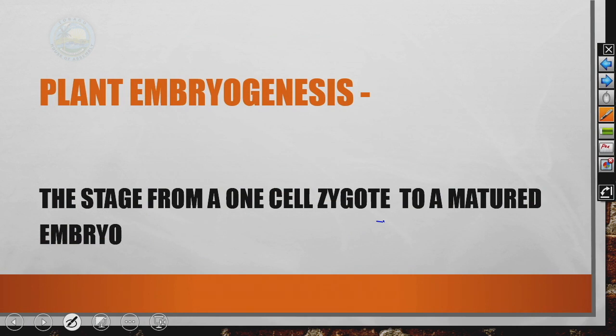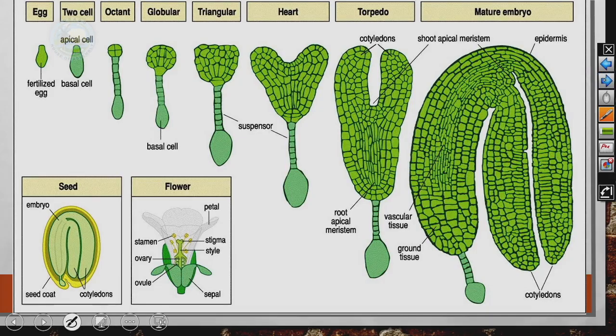After fertilization occurs, what happens next? Good. You have to now go from one cell, the zygote. The zygote, remember, is simply the cell where you had the fused male nucleus and female nucleus. They fuse, that is called a zygote. How do we go from that to a matured embryo?